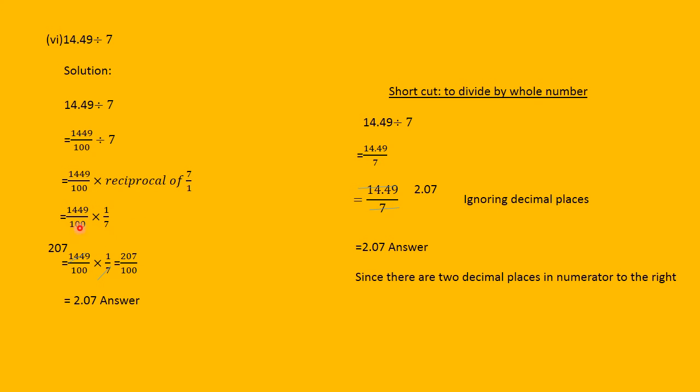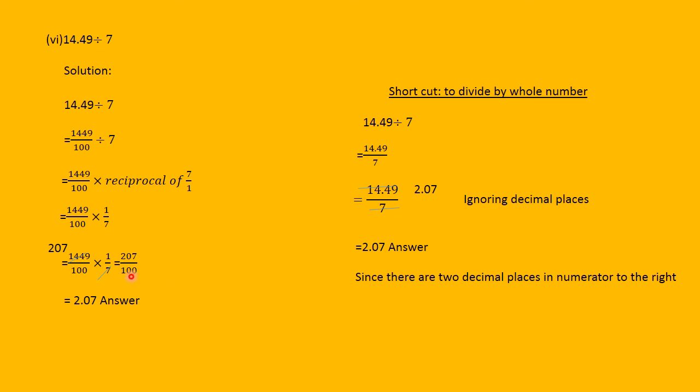Now let us see whether 7 goes with this or not. 7, 14, 4, 9. 7 twos are 14. And we have 4 here. 4 doesn't go with 7 because 4 is less than 7. So you have to write 0. Then it becomes 49. 49 goes with 7. 7 sevens are 49. 207. So 207 ones are 207 upon 100.